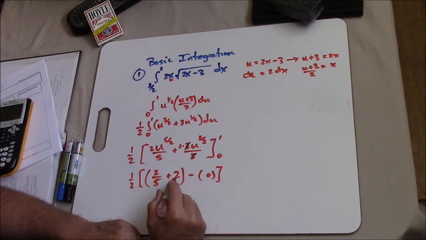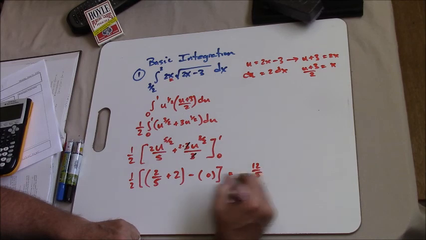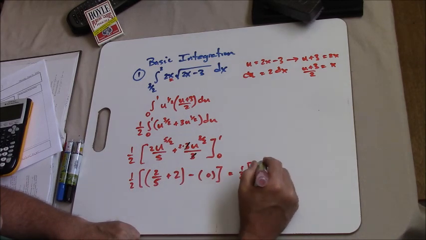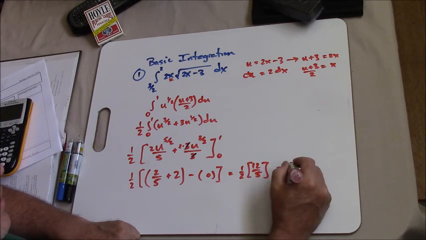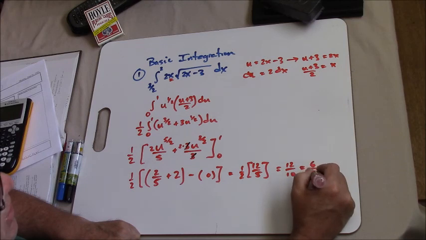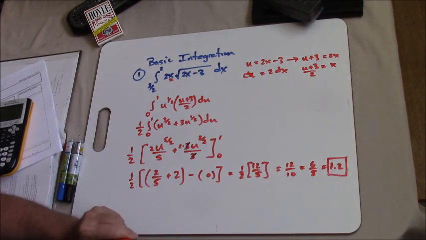So if I convert this to fifths, that would be 10/5 plus 2/5, that would be 12/5. And then times 1/2 still. And so what I get is 12/10, which simplifies down to 6/5, which is 1.2. Well, not about, it's exactly 1.2.